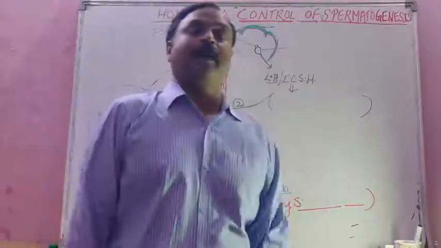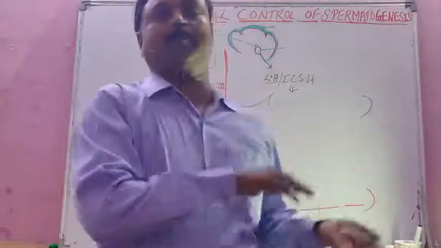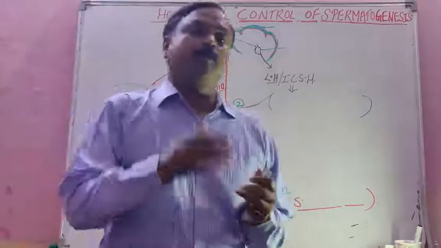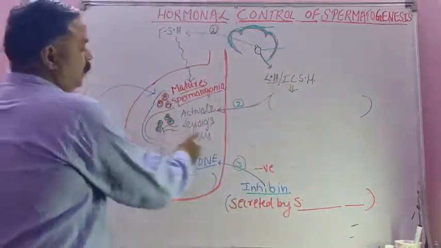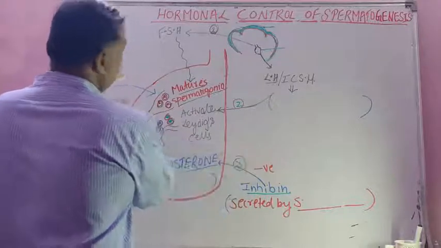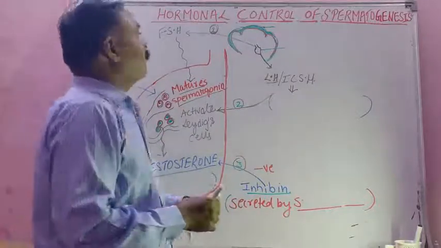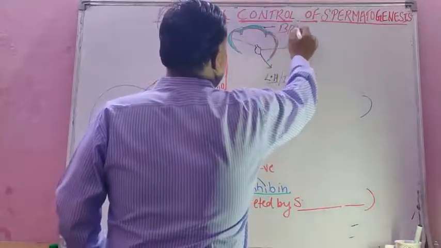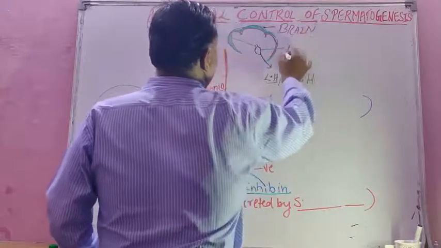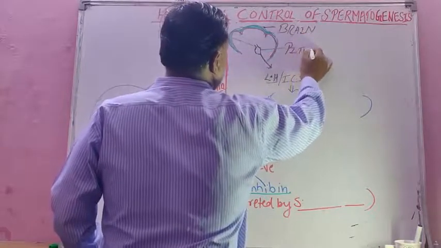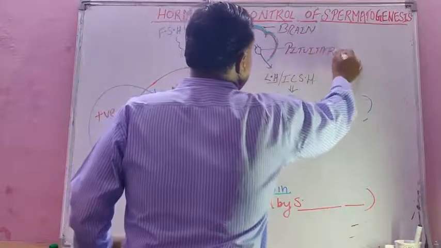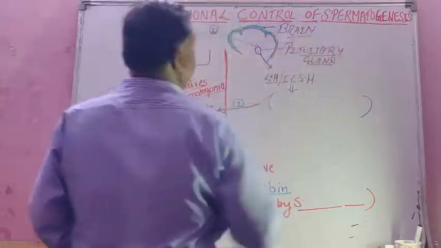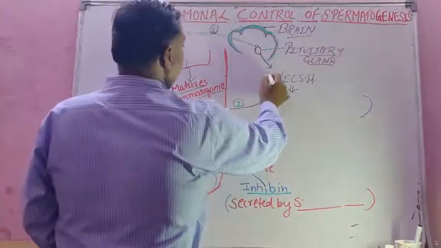Student, now we have to study the hormonal control of both processes, spermatogenesis and oogenesis. When we study hormonal control, we see both positive feedback and negative feedback. So let us start, student. Hormonal control of spermatogenesis. Student, this is the brain. Our brain has a master endocrine gland, you know very well, that is the pituitary. The pituitary gland is the master endocrine gland, isn't it? So this secretes 2 hormones.